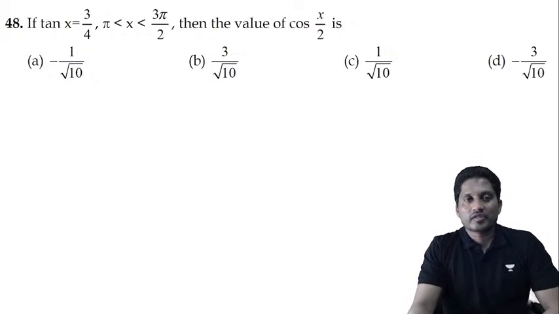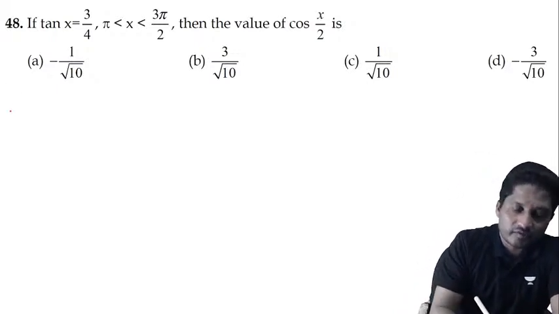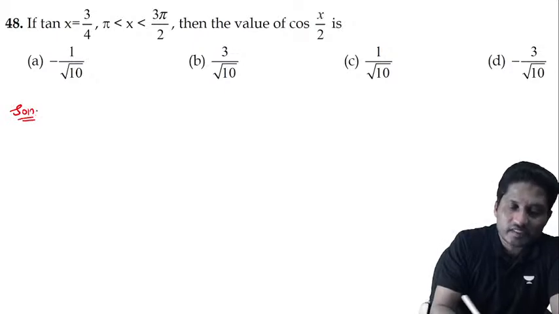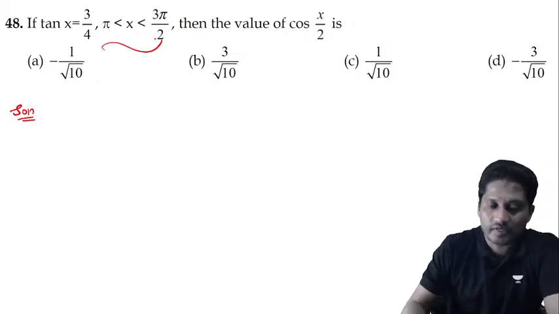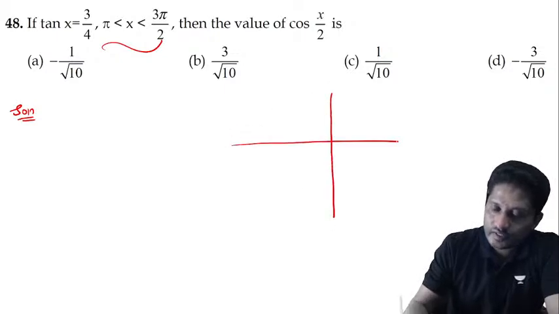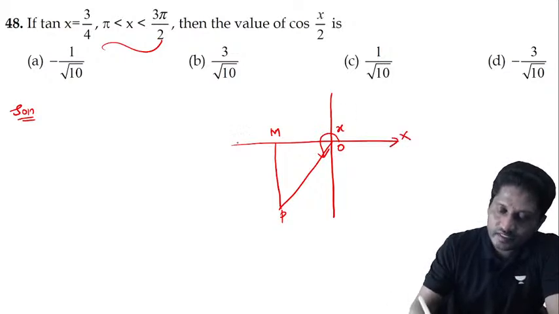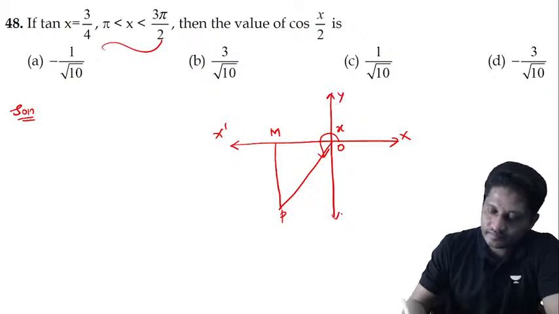Tan x is equal to 3 by 4. Pi is less than x less than 3 pi by 2. That is in the third quadrant. It should be less than 270, but more than 180, which is obviously the third quadrant. This is in the third quadrant. Okay, this is origin. This is P, OPM, let's say. Right, and this is angle x. This is x, x dash, and then this is y and y dash.